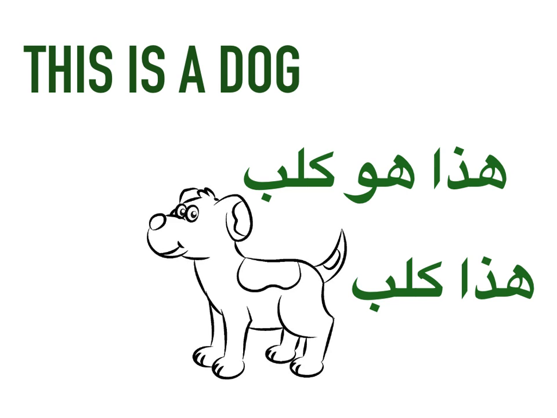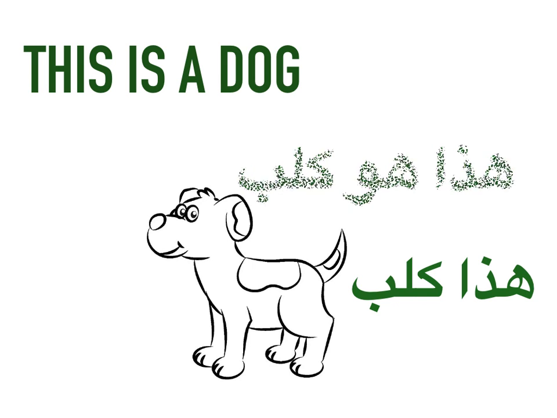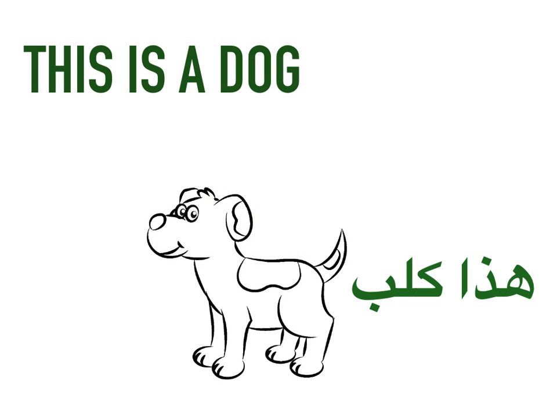This is a dog. هذا هو كلب. Here, the huwa emphasizes that this is a dog. هذا كلب talks about a vague, incomplete idea. This dog. So, you would expect the dog to do something, like run away.